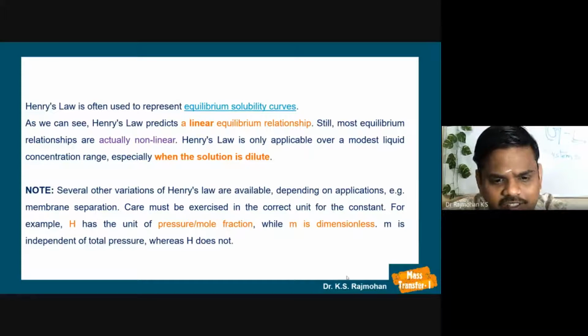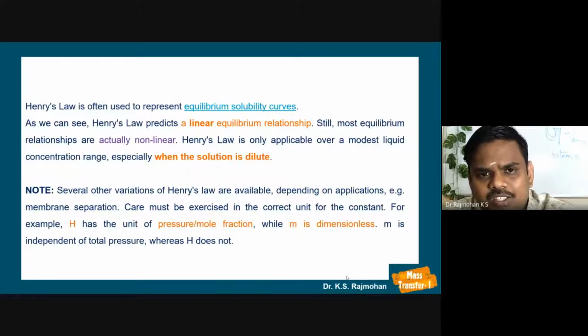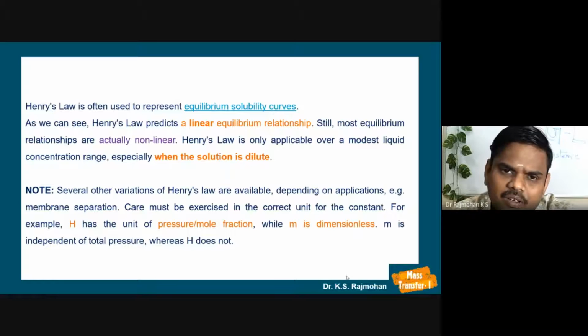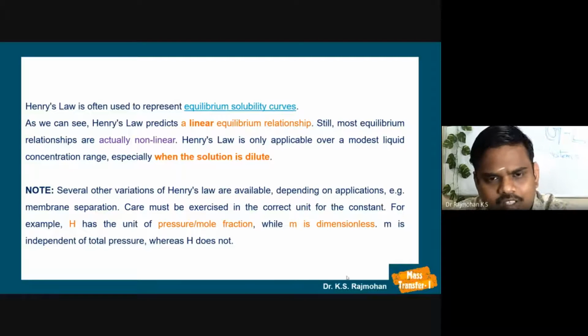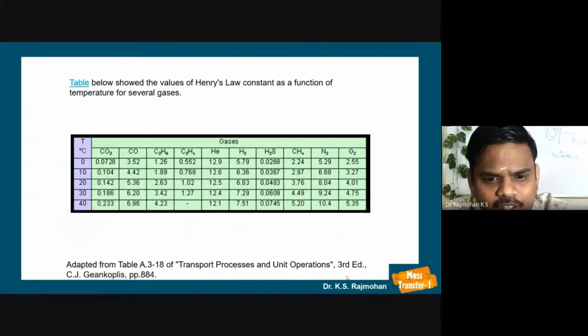As I have mentioned earlier, this capital H has the unit of pressure by mole fraction, because P star equals H into X. Therefore, H equals P star by X. Whereas M is dimensionless, because M equals Y star by X. Both are mole fraction by mole fraction. That's why it does not have any unit. So M is independent of the total pressure. That's why we want to make use of the Y is Mx relationship, because that is applicable for various pressure ranges in which we operate.